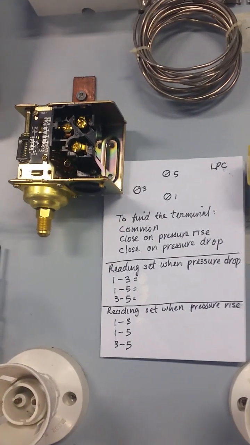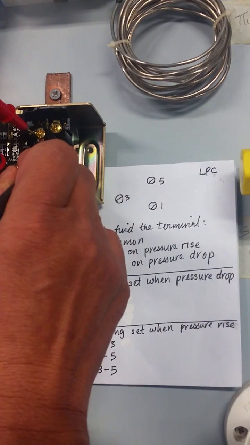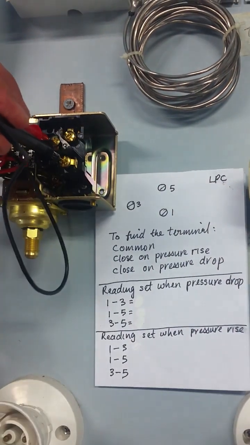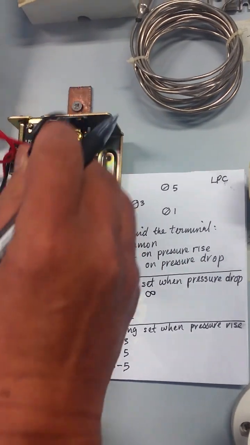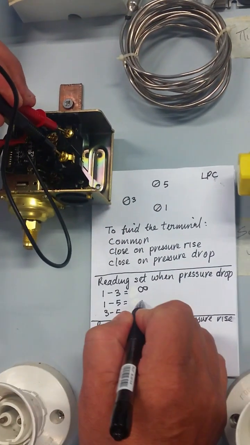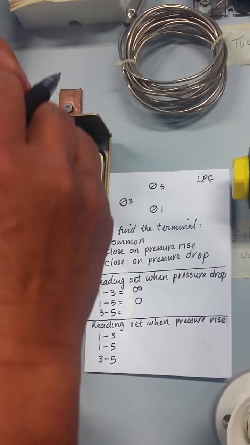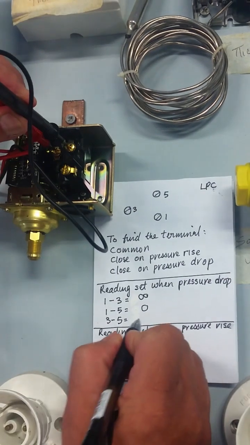Reading number 1 to number 3: infinity. Number 1 to number 5: 0. Number 3 to number 5: infinity.